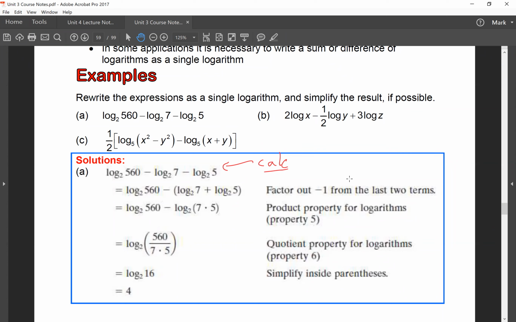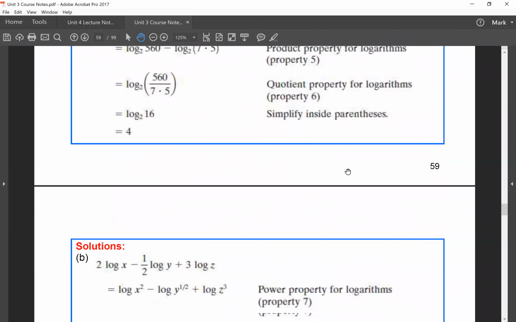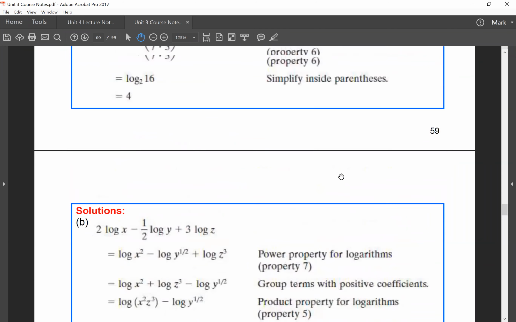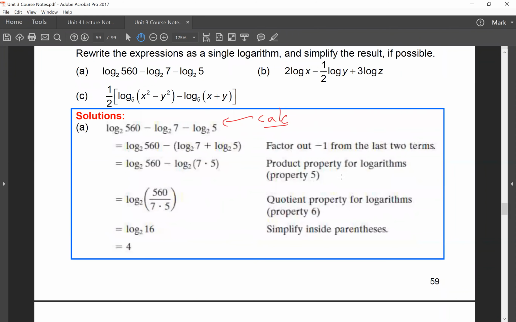Now, if you don't want to use your calculator, and again, in B and C, you cannot use your calculator. So in A, if you didn't want to use your calculator, there's two ways to look at this. The easy way is that you have log 560, and you're subtracting from that a 7 and a 5. So right away, I could simplify this as just log 560, and I'm subtracting a 7 and I'm subtracting a 5. Easy, right? Nothing too difficult about that.